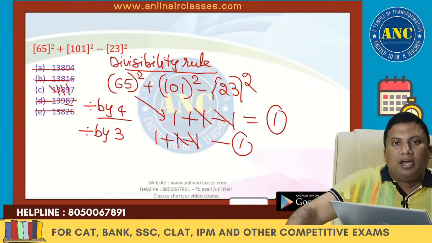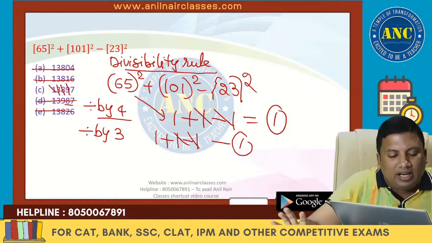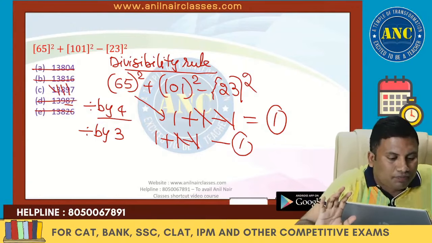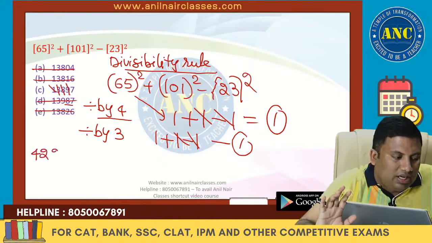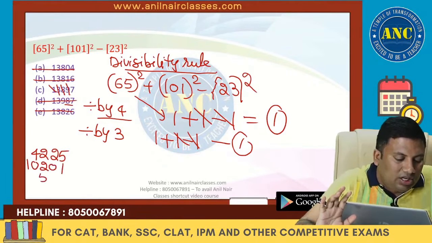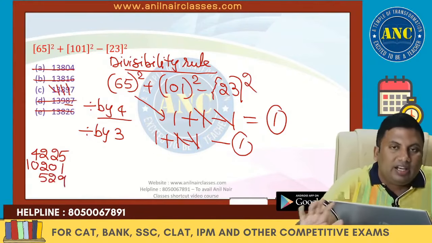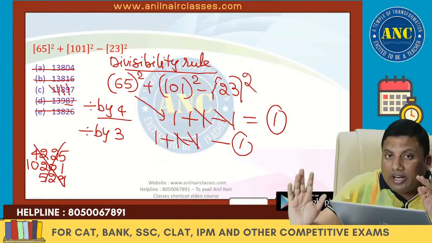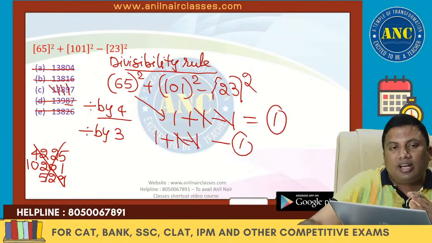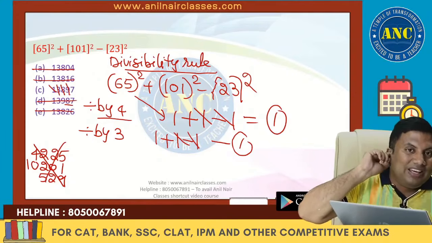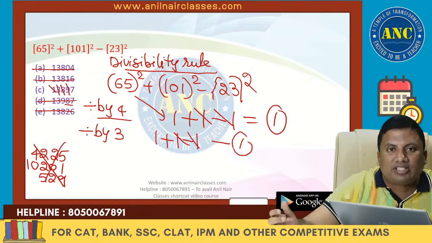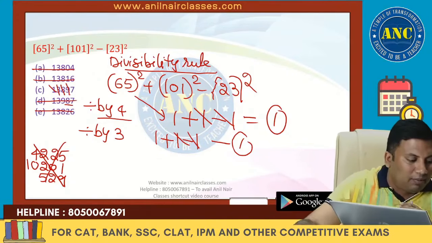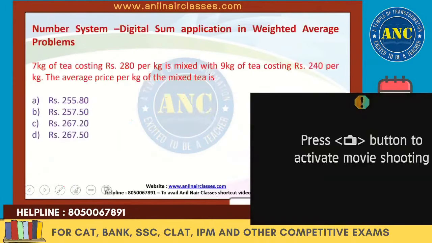Everybody kindly reply. Please don't show your mathematical intelligence and solve it directly. 65 square is 4225. 101 square is 10201. 23 square is 529. Don't use this approach. Look at it: most of the questions that come in your examination are very, very easy. Don't complicate yourself by missing the fundamentals. Everybody, it is clear. Next problem.